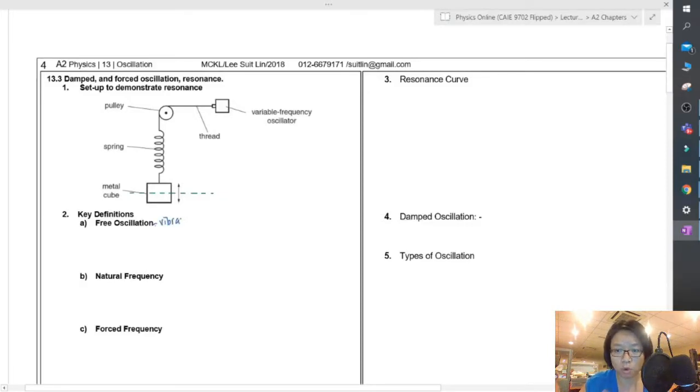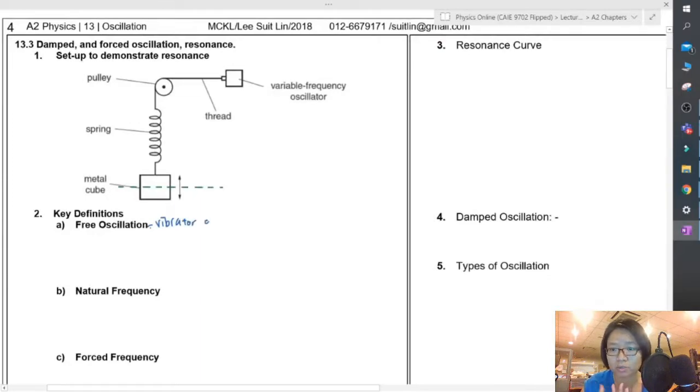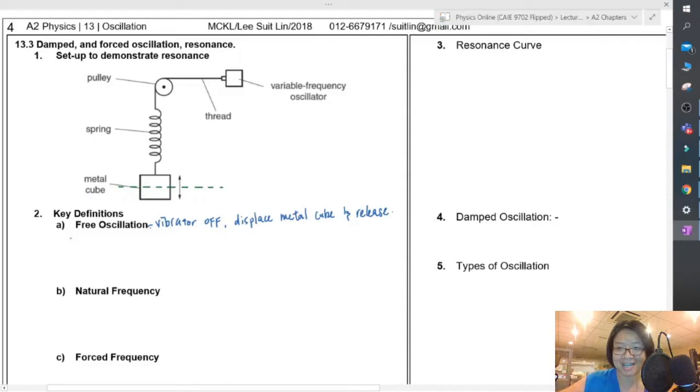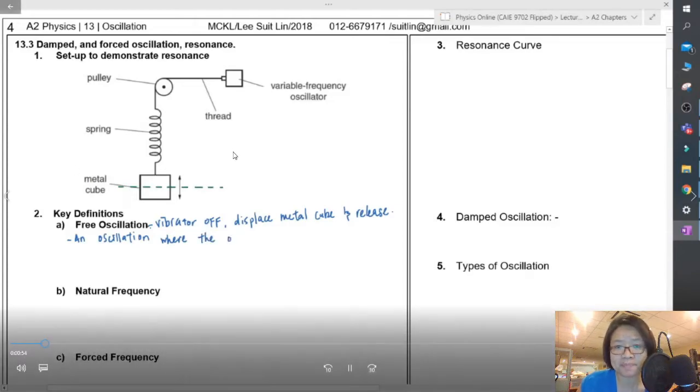Meaning, if I were to go back to the styrofoam cup situation just now, I don't oscillate the periodic driver, I just oscillate all the cups. Free oscillation is when you turn off the vibrator and you pull down the metal cube a bit and then you release. So the metal cube will oscillate at its own little frequency.